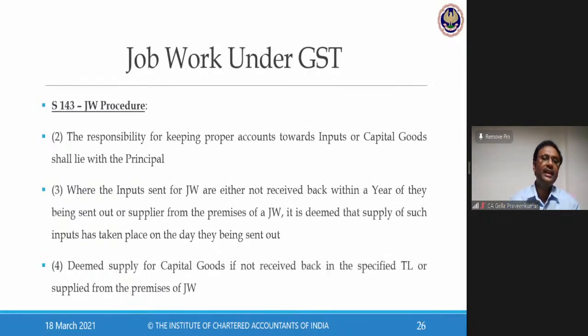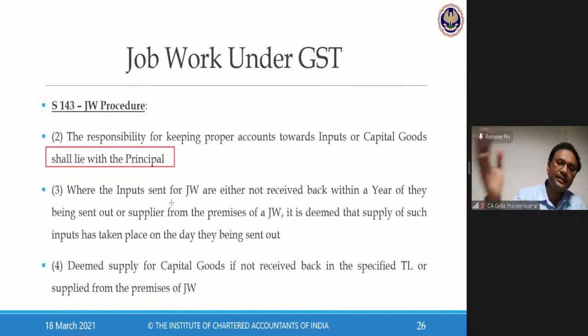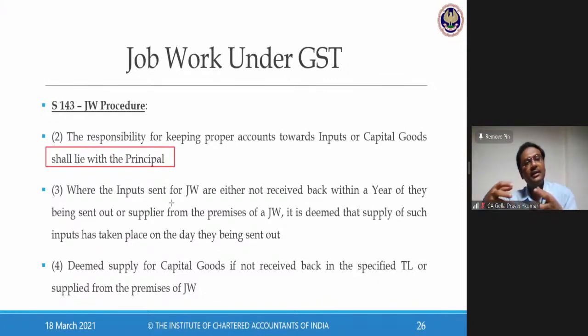Now, in relation to job work activity, the responsibility for the maintenance of books of accounts lies with the principal. Always, when we talk about maintenance of books of accounts, these books of accounts shall be maintained by the principal. How many kgs of steel you have sent, and after the job work activity, how many kgs of steel you have received back?